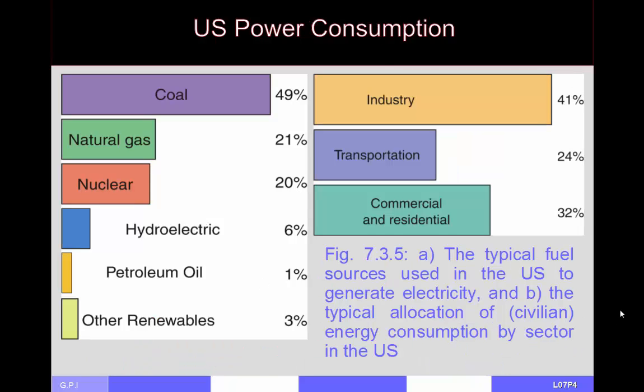And so this next one shows what our actual power consumption looks like, total energy consumption for everybody in the US, whether it's residential or industrial, etc. Coal is by far the largest producer of power for our country. Natural gas is next. Nuclear again, a paltry 20%. Hydroelectric is a pretty good source. That's basically all the dams that we've built. It's only 6%, but you can only do so much with that. Petroleum oil is about 1% of our power consumption. It's a much larger percentage if we were to go back.